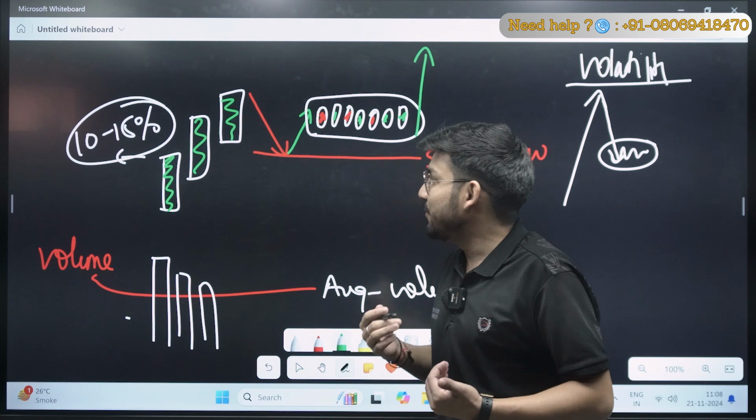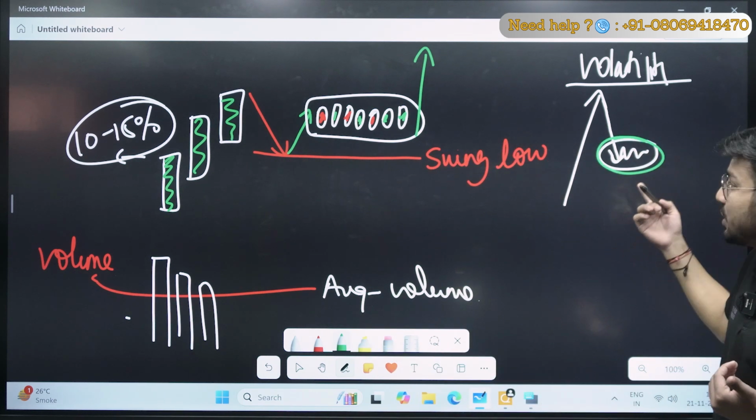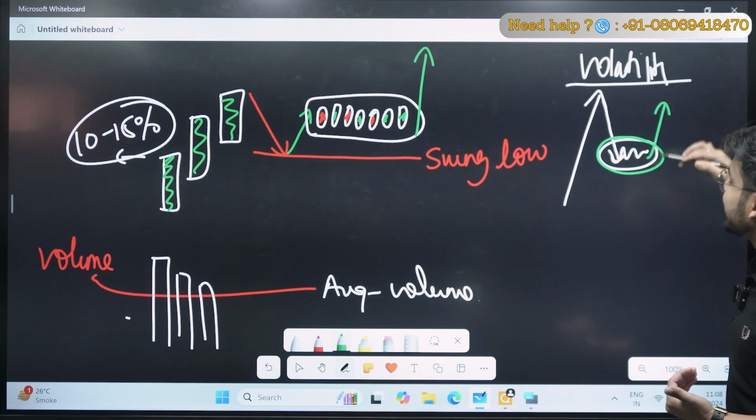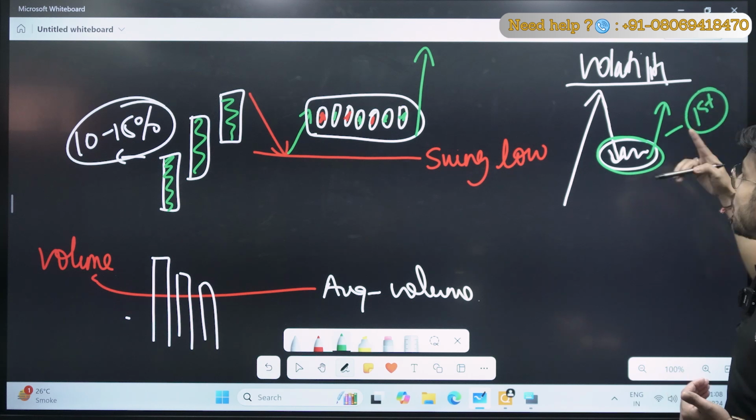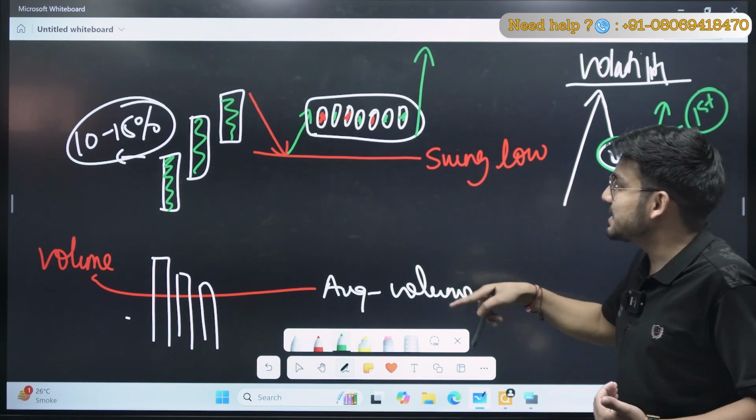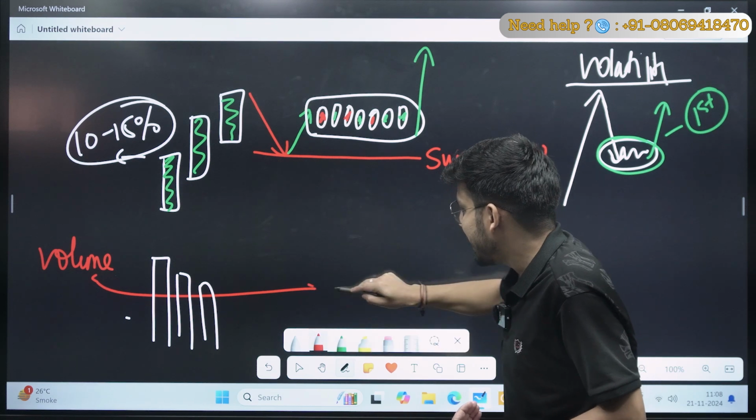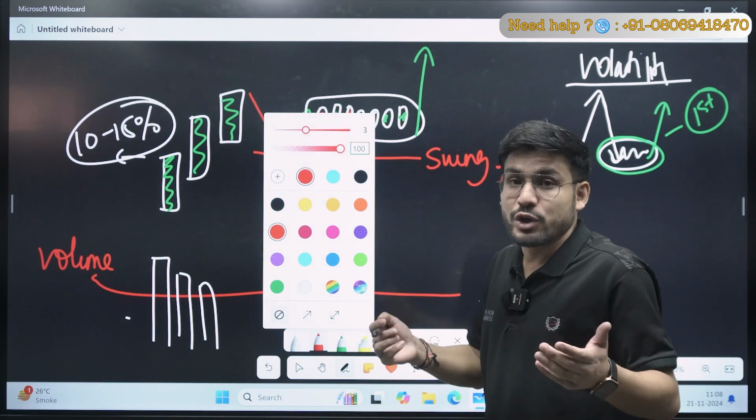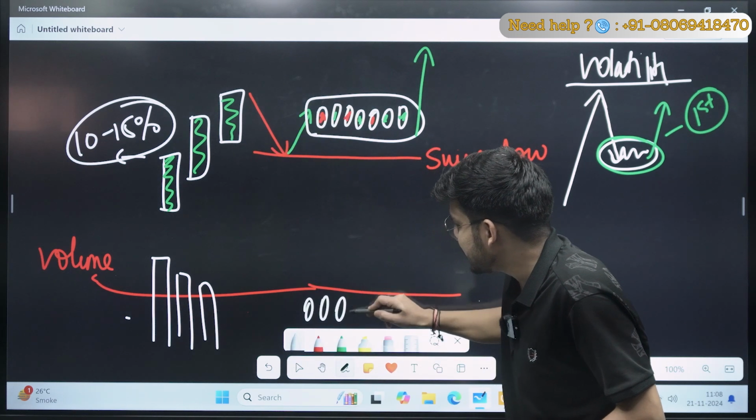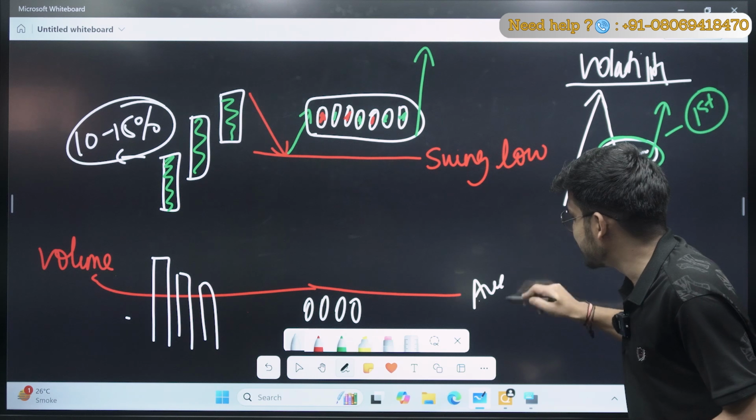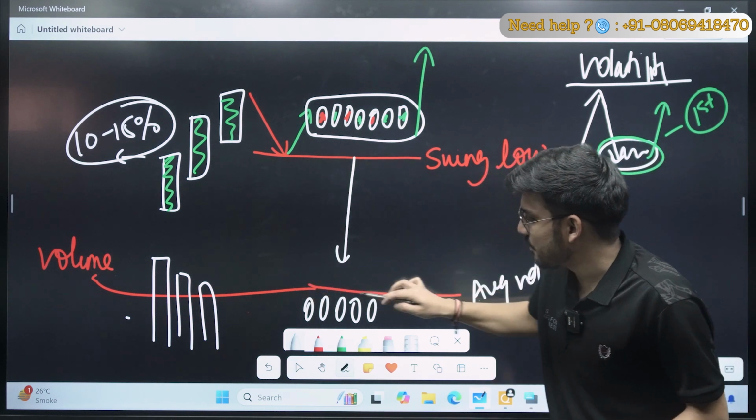Okay, now I will be waiting for the confirmation. Why? Because at the same time I want my volatility to be increasing again, so that will be my first confirmation. Okay, I want my volatility to increase. At the same time, when the market was consolidating, I don't want volume to be very high, right? At that time I want volume to be less than this average volume. Okay, this is the average volume.